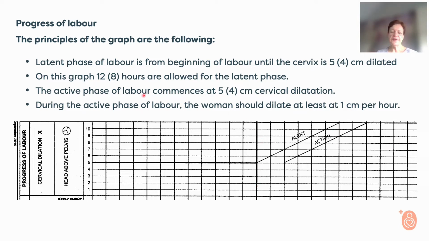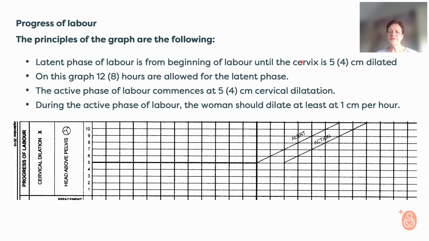The latent phase is from the beginning of labour, of the first stage of labour, until the cervix is 5 centimeters dilated. Now here you see 4 centimeters in brackets. It was always 4 centimeters, and then because of evidence that was available, it has been decided to make the latent phase from the beginning of labour until the cervix is 5 centimeters dilated. When I say it has been decided, it has been decided by the World Health Organization and the Department of Health in South Africa, etc.